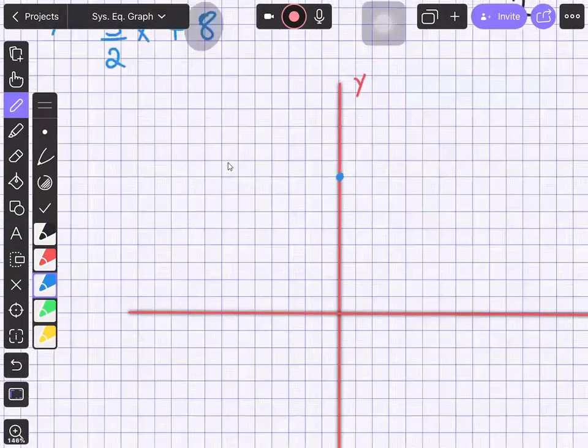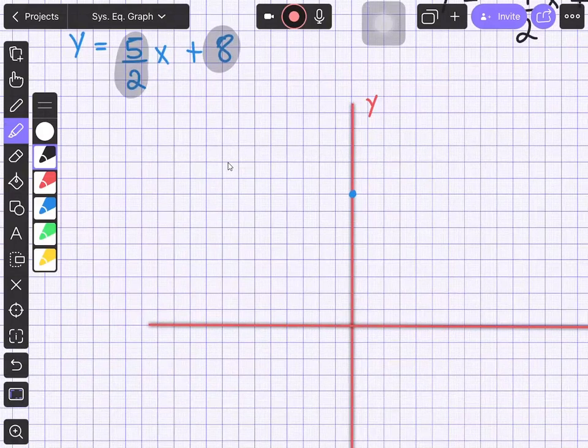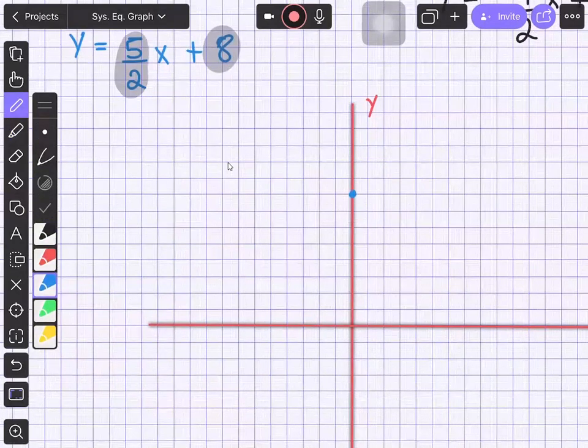Now, the second point can be found by the slope. If you see, the slope that is 5 halves indicates that we will have to move 5 units upwards and 2 units to the right. So 1, 2, 3, 4, 5 right here, and then 2 units to the right. So these are the 2 points that define the blue line. So now we can trace it, and there it is.